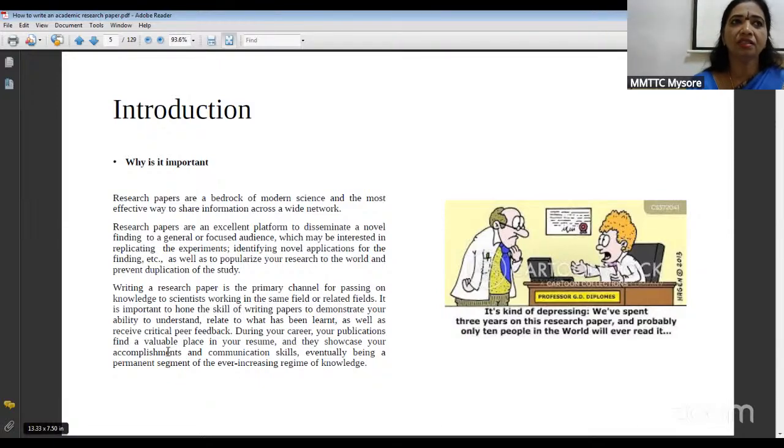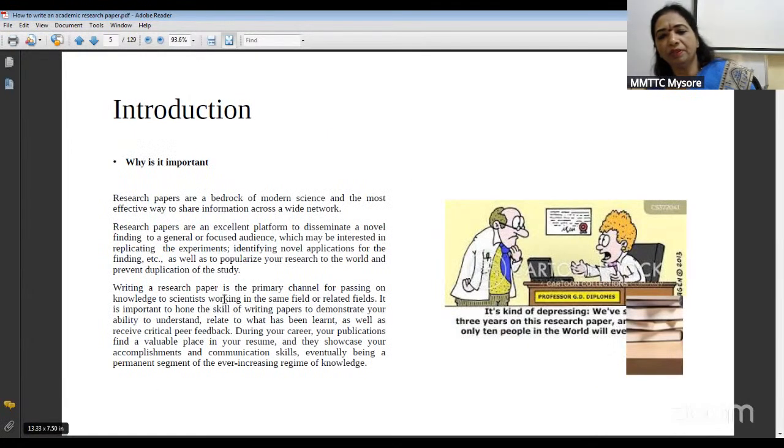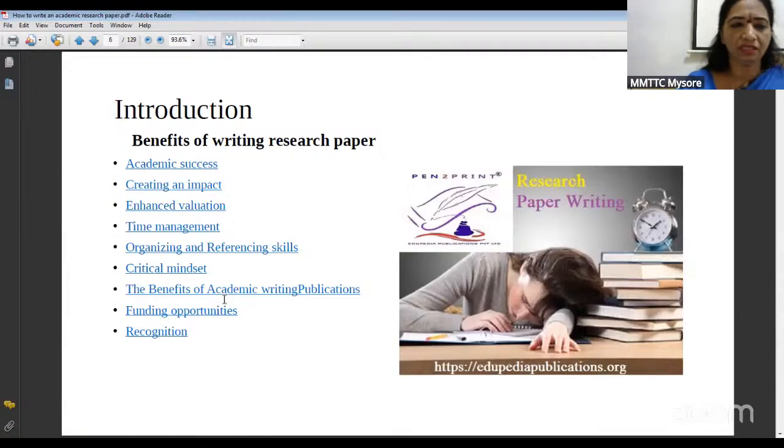After your answers are satisfactory to the reviewers, only then will the papers be accepted. So don't think writing itself is a great thing. Getting papers published is the next step. Okay, so what are the benefits of writing a research paper?